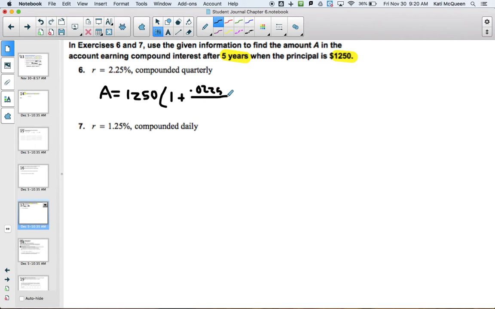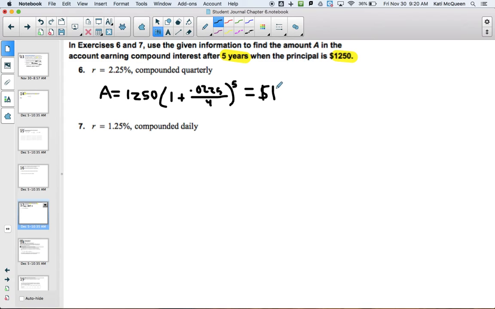divided by N. N is how many times it's compounded per year. So if I say quarterly, quarterly means 4 times per year to the power of T. So I want to know after 5 years, so this is going to be to the 5th power. So go ahead, type this in your calculator just as it is, so parentheses right where they are, and this will work. Okay, so go ahead and pause and do that, and come back and let's see what you get.